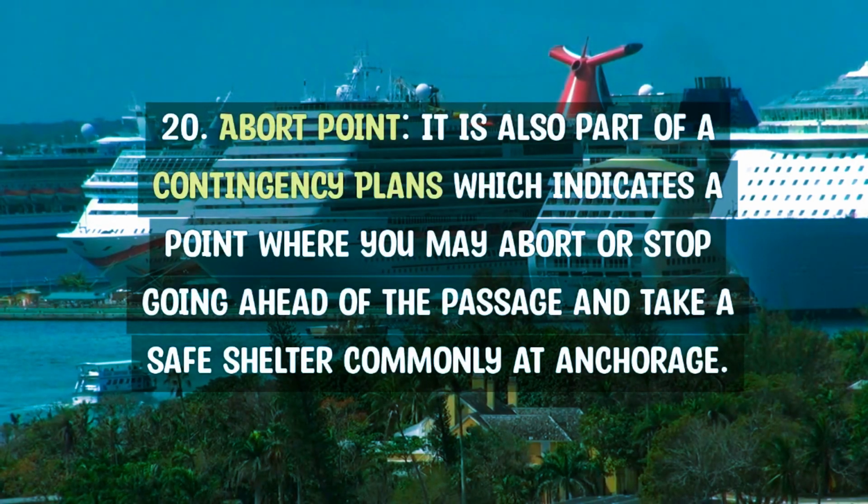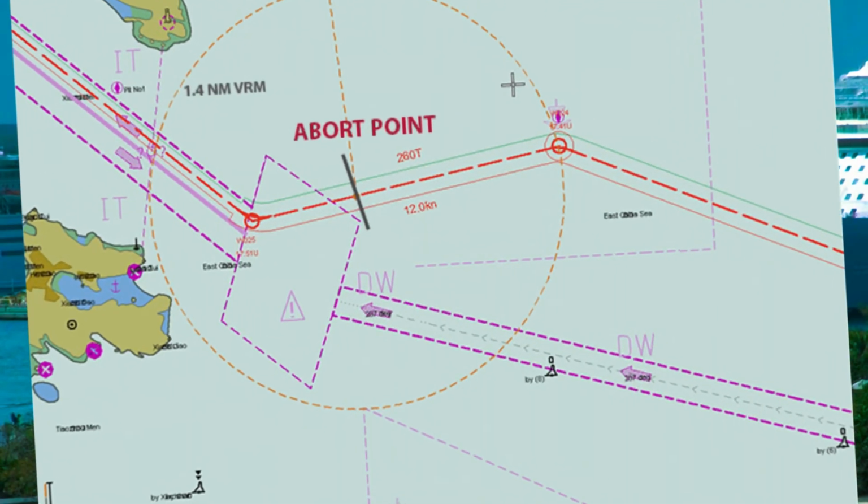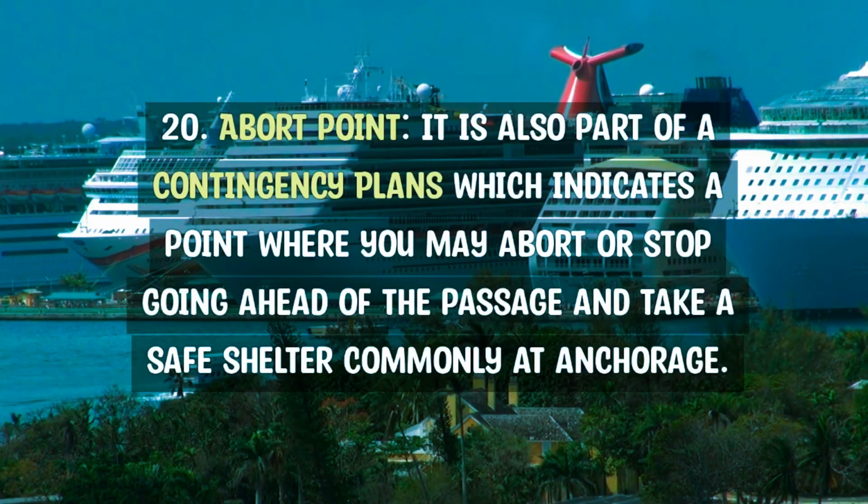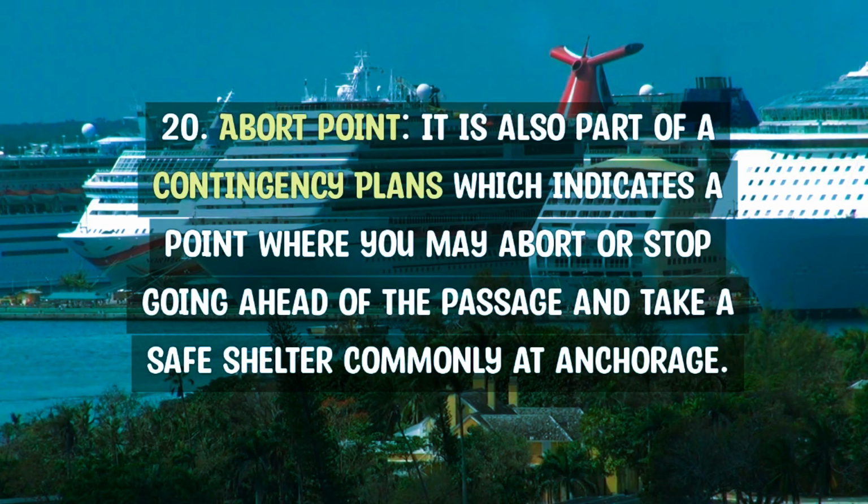20. Abort point. It is also part of a contingency plans which indicates a point where you may abort or stop going ahead of the passage and take a safe shelter, commonly at anchorage.